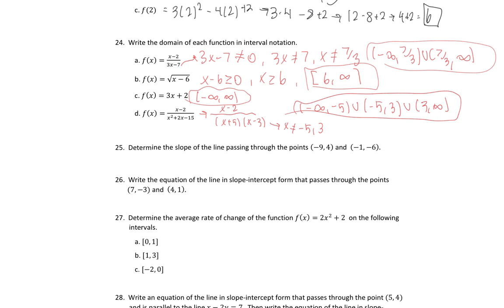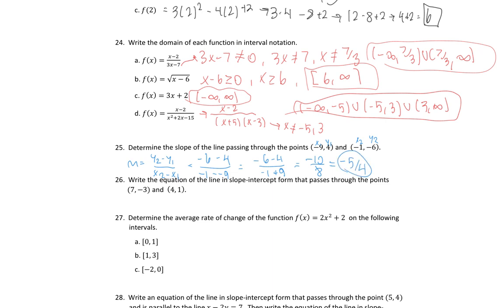Going to the next one, determine the slope of the line passing through the points. Well, your slope is (y2 - y1) over (x2 - x1). If you don't have that memorized, make sure you put that on your note card. We have x1, y1, x2, y2. So -6 - 4 over -1 - 9, which is going to be the same thing as -6 - 4 over -1 + 9, which is going to give us -10 over 8, which we can simplify into -5 over 4.